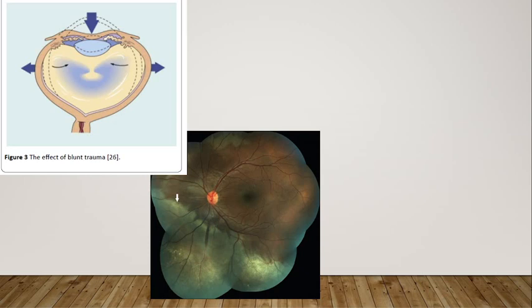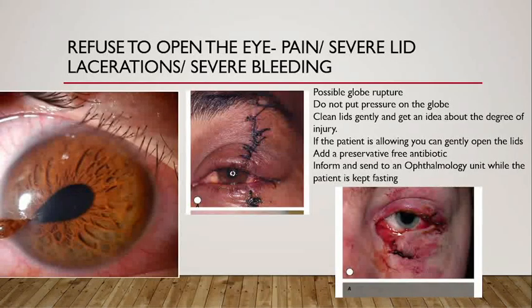And this is traumatic damage in the retina, which is called commotio retinae, where the retina looks pale. And sometimes children or sometimes adults refuse to open the eye for examination, so you don't know what's happening. So you have to think of the worst case scenario, possible globe rupture.